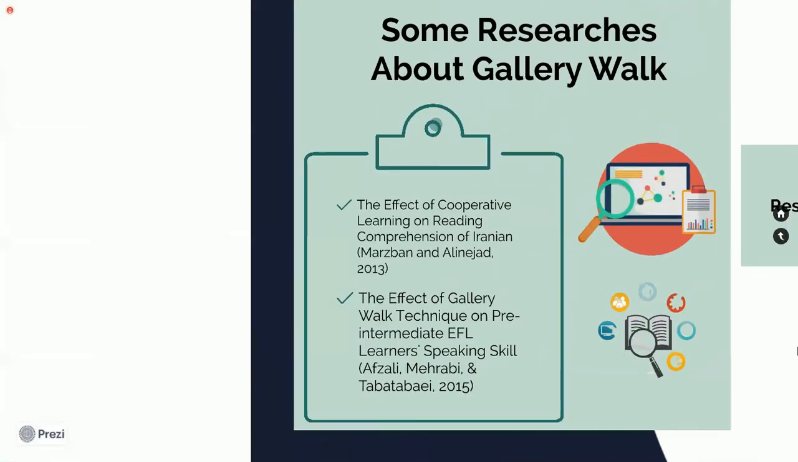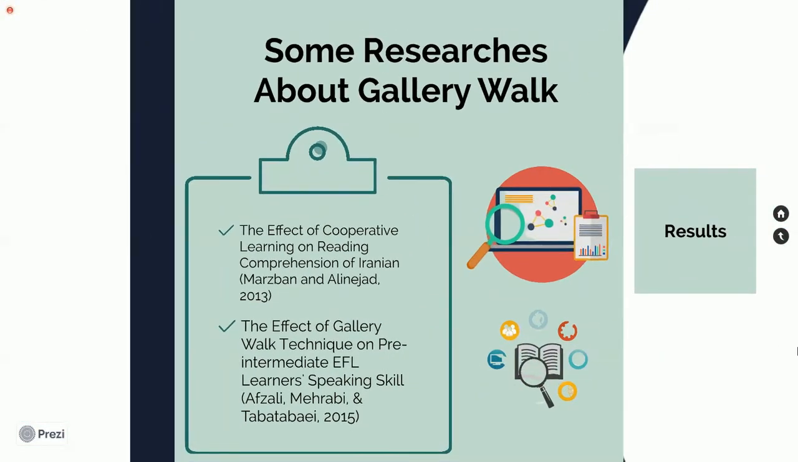Let's continue with previous researches. There are two researches on this field that stand out. The first one was in Iran when two students named Marzban and Ali Nejat examined the impact of cooperative learning on reading capability in 2013.